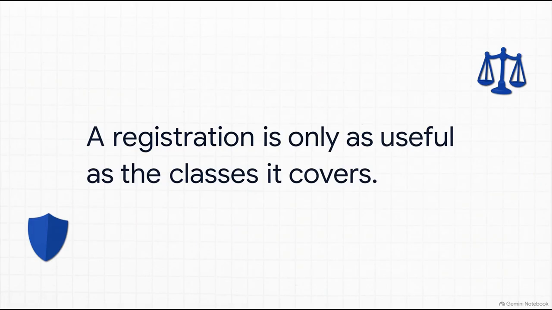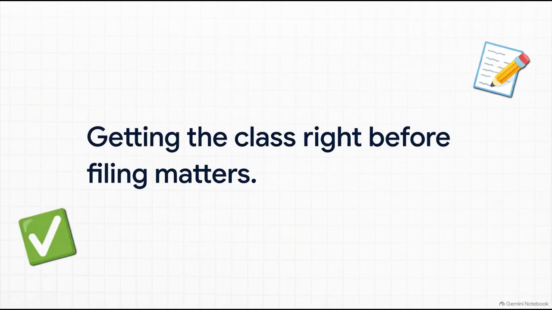A registration is only as useful as the classes it covers. Clearing examination in a technically accurate but commercially narrow class leaves the brand exposed to later filers in the market they actually operate in. Getting the class right before filing matters because fixing it later means starting over completely with a new filing date and none of the protection you already paid for.